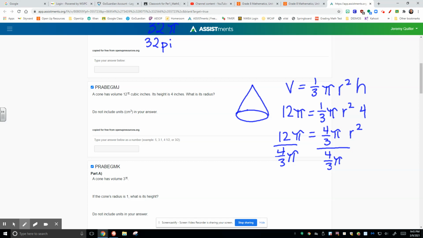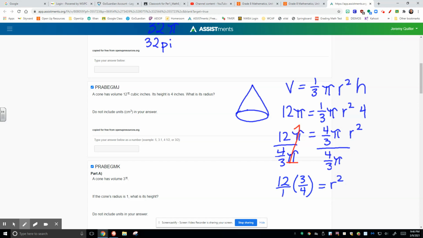You may recall we've talked about how when we divide by a fraction, we're also multiplying by the reciprocal. So we're going to do two things here. First, pi divided by pi is 1. So pi is gone because of the identity property of multiplication. Two numbers divided by themselves equals 1. 12 divided by 4/3 times 1 is still 12 divided by 4/3. We end up with 12 times the reciprocal of 4/3, which would be 3/4, is equal to the radius squared.